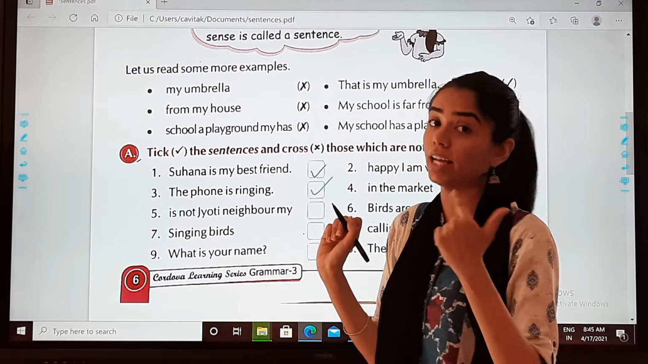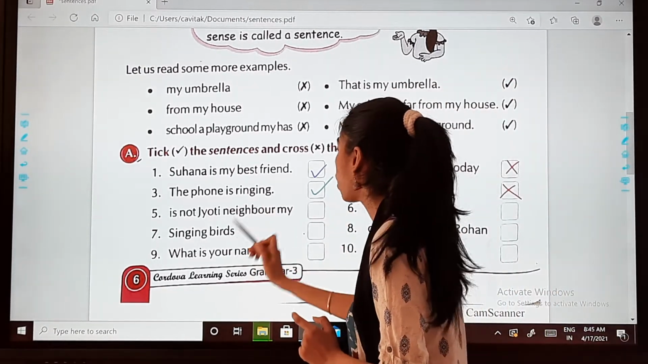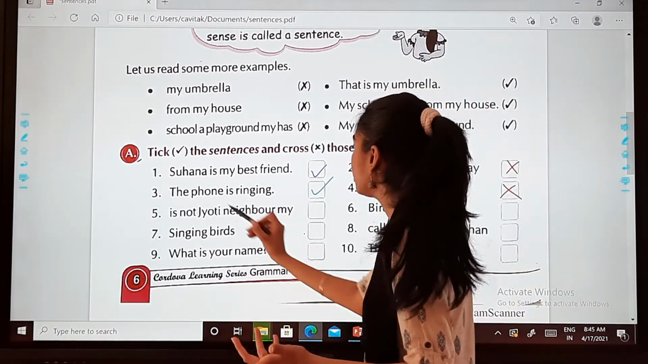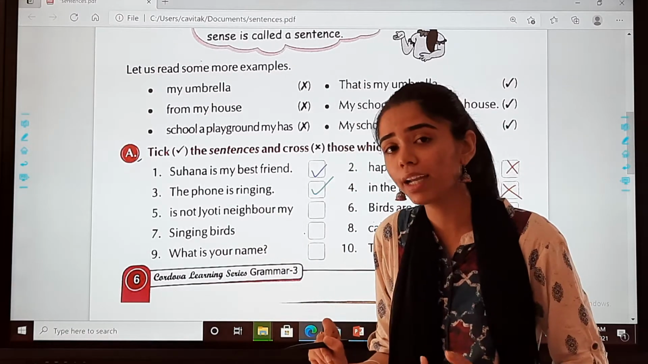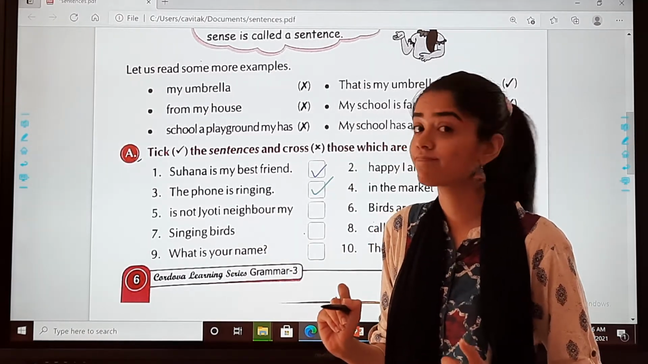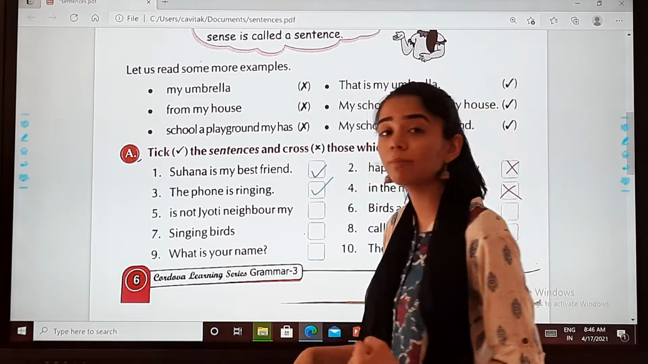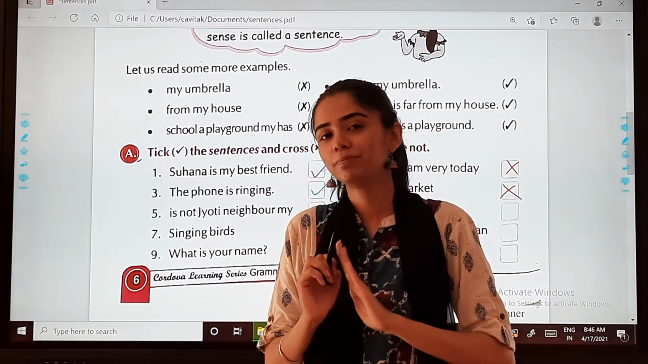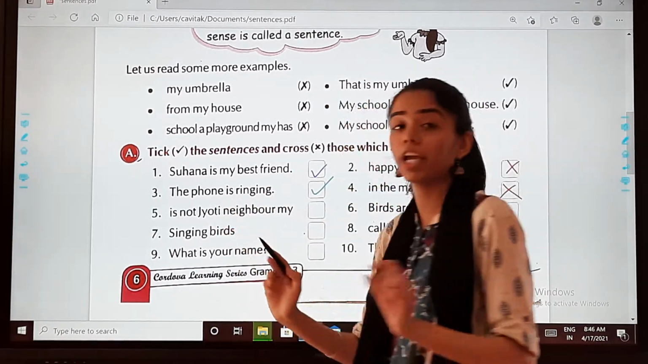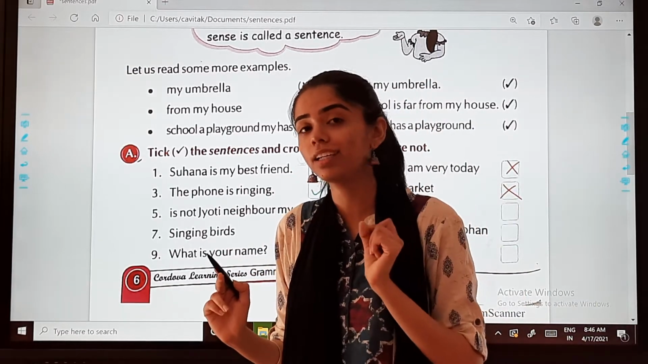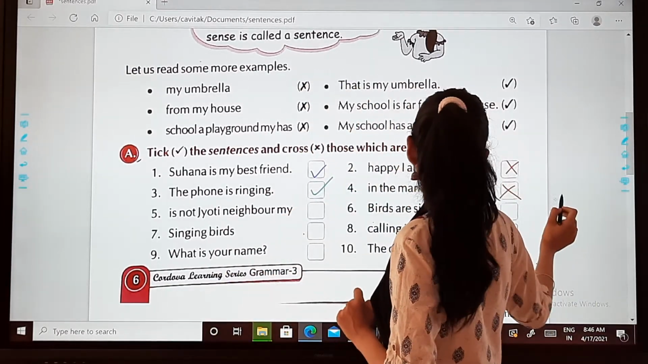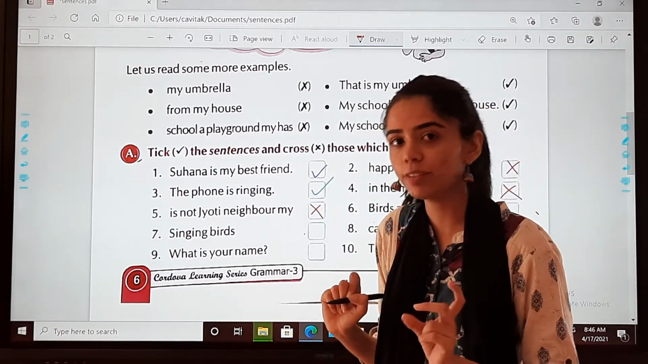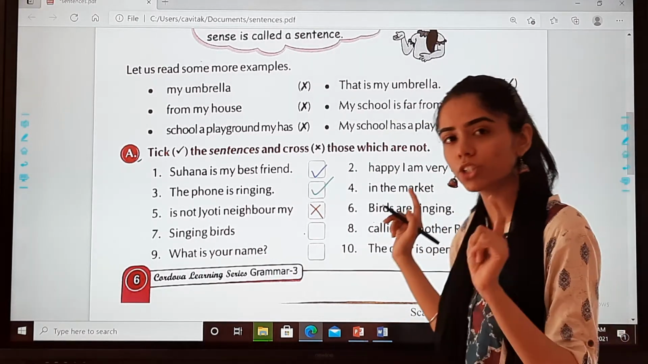One more I will do and the remaining you will do. Is not Jyoti neighbor mine? Now read it again. Is not Jyoti neighbor mine? Does it make sense? No, right? It should have been Jyoti is not my neighbor. So words जो हैं वो properly set नहीं किए गए हैं and this is why it is not making sense. Is that clear, children? So what you have to do, the remaining is your homework.